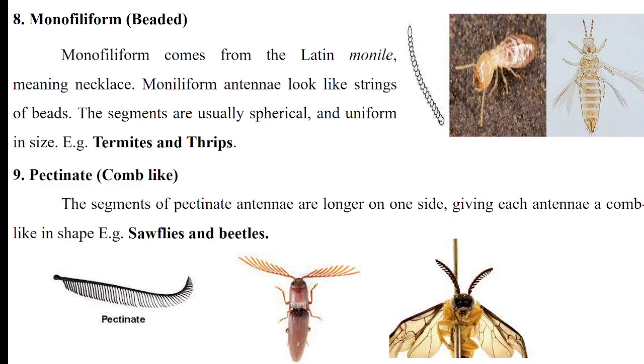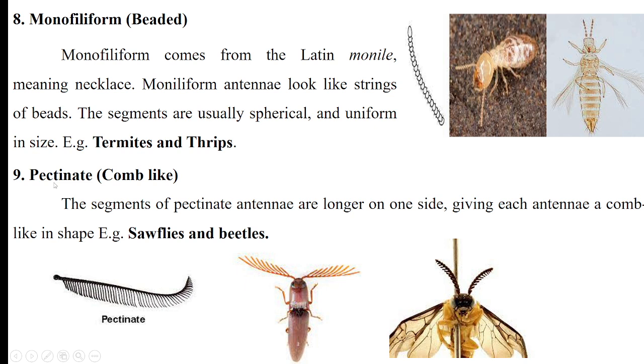Then coming to the moniliform antennae, this antennae is also called beaded or string of beads. In Hindi, this antennae is called Muktakar antennae. So here, these are the segments. These are more or less spherical and uniform, and they are constricted to each other. And this type of antennae is found in termites and thrips.